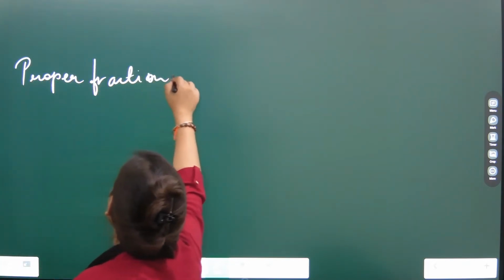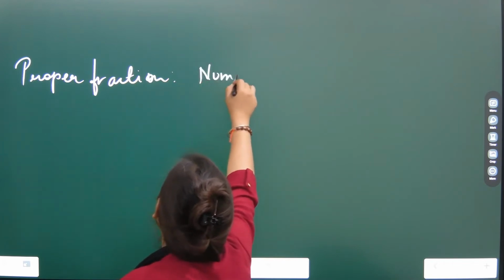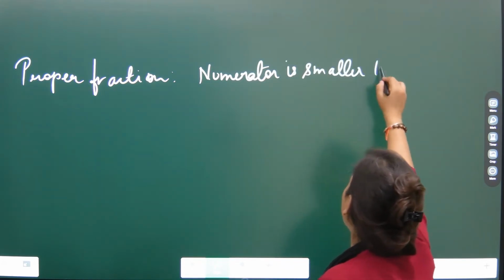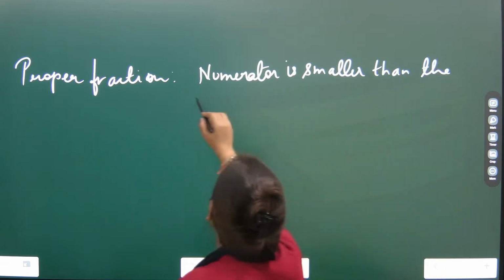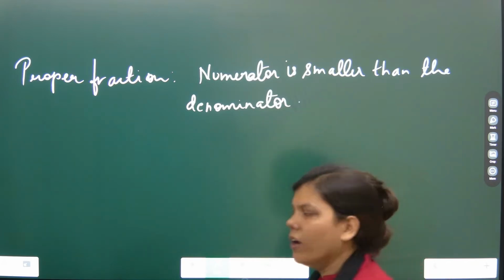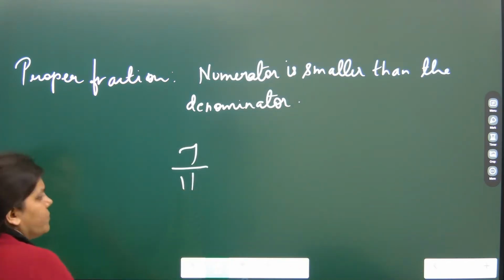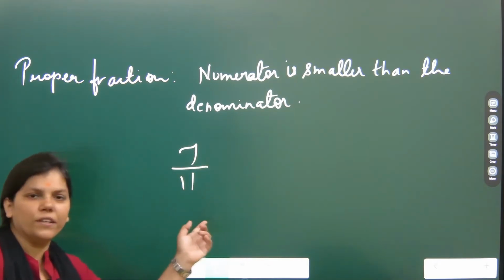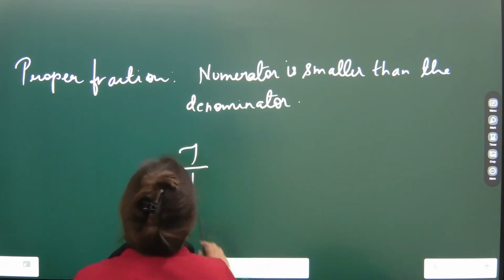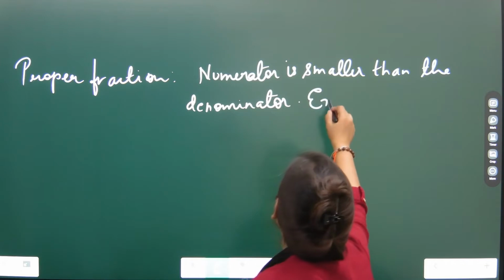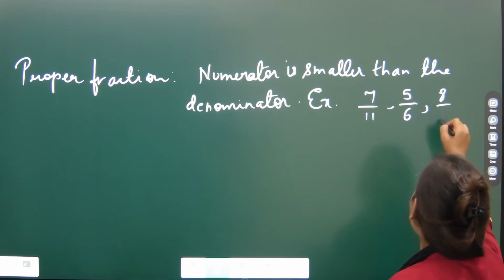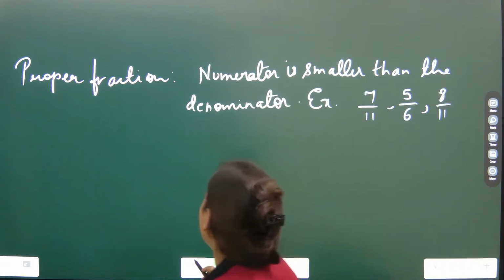Proper fraction means when the numerator is smaller than the denominator, it's called proper fraction. For example, 7 upon 11. Here the numerator is smaller than the denominator, so it is called proper fraction. Okay? Then, example, 7 by 11, then 5 by 6, 8 by 11, anything. Okay?